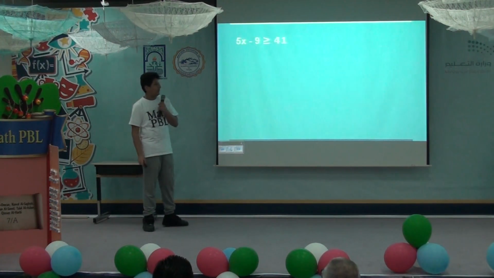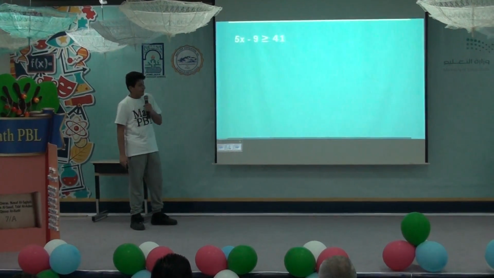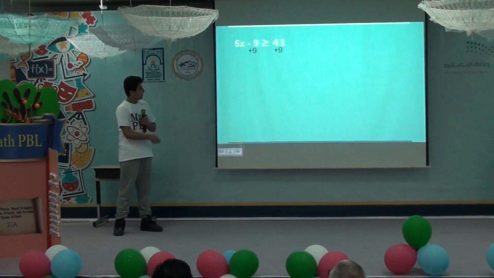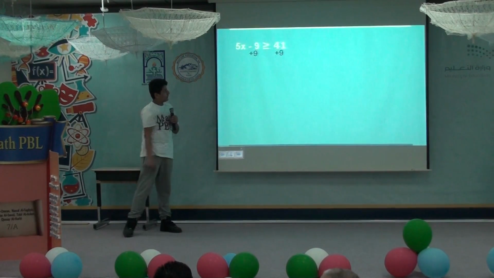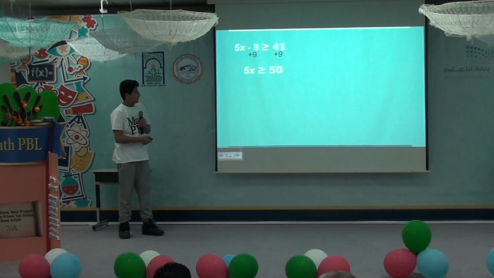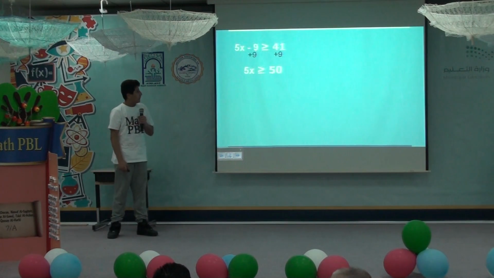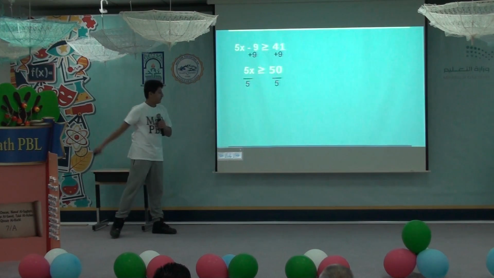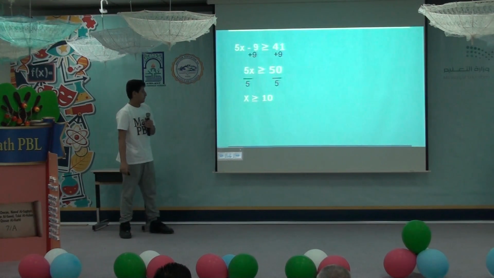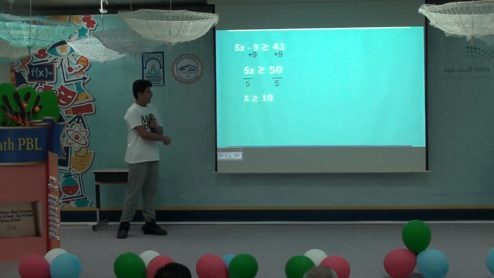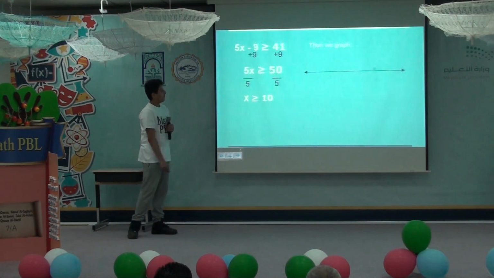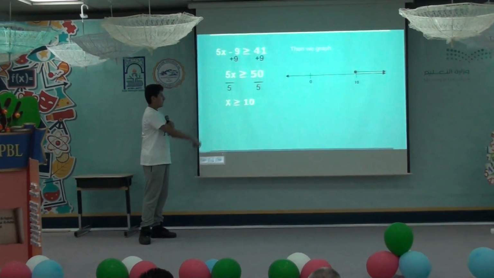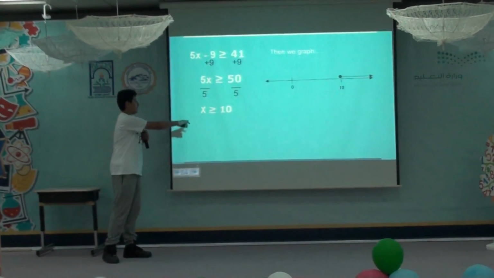Hello and welcome. I will solve this inequality with you. 5x minus 9 is greater than or equal to 41. We add 9 to both sides. That gives 5x greater than or equal to 50. We divide both sides by 5. It gives x greater than or equal to 10. Then we graph. We put a filled circle because it's greater than or equal to. Then we go to the right because the arrow is open toward the variable.